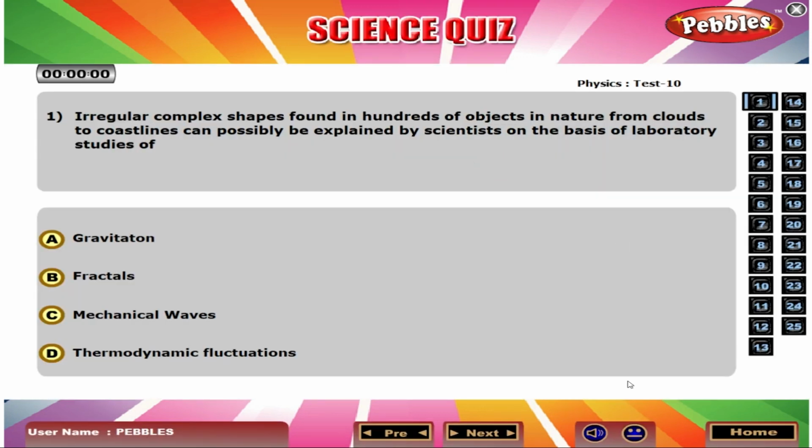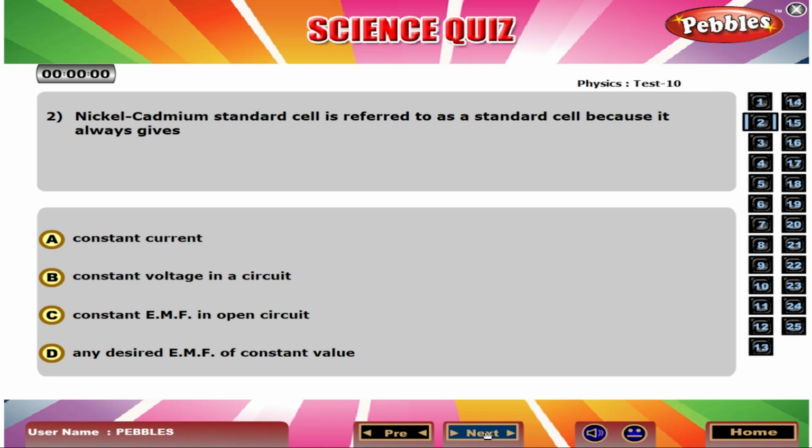Irregular complex shapes found in hundreds of objects in nature, from clouds to coastlines, can possibly be explained by scientists on the basis of laboratory studies of D. Thermodynamic fluctuations. Nickel-Cadmium standard cell is referred to as a standard cell because it always gives C. Constant EMF in open circuit.